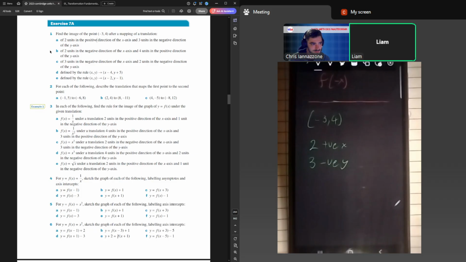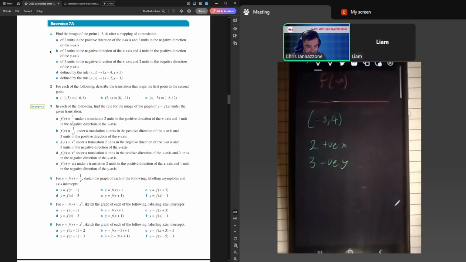Because it says like 2 units. Wait, what does it mean by positive direction? Oh, going up? Kind of. Up and down, left and right will depend on if it's x or y. Okay, yeah. So 2 units positive direction of x-axis means it's like 2 units to the right and 3 units down. Yes, that's it.